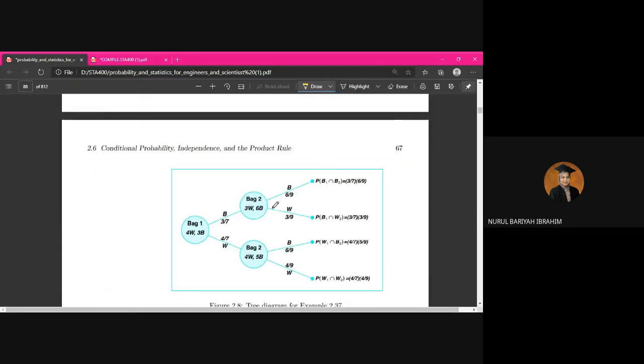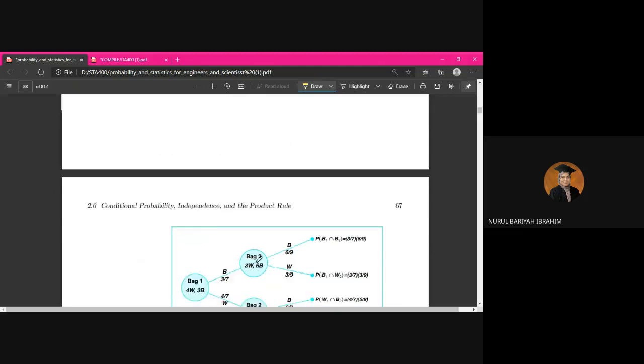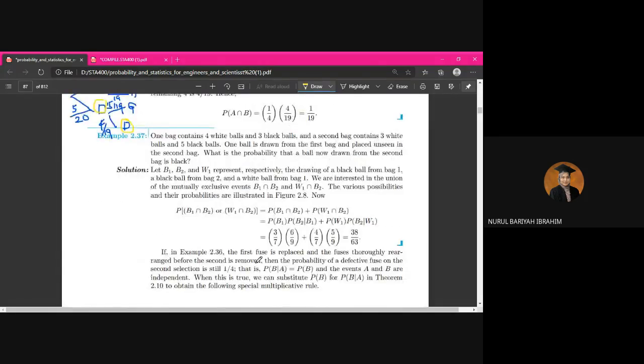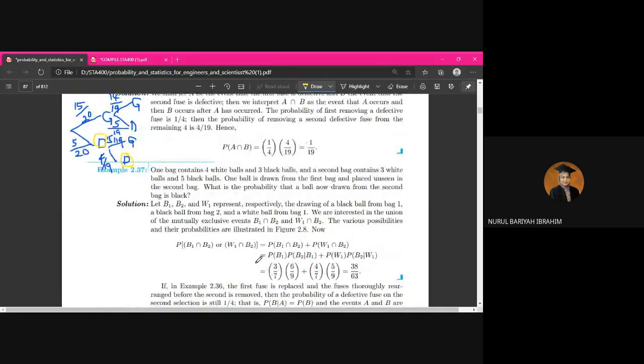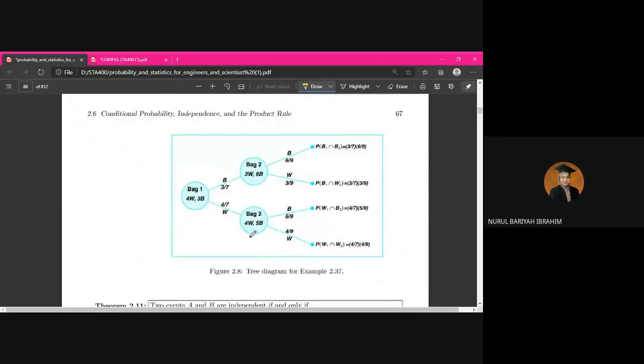Altogether akan ada 9. So here will be 6 over 9 will be selected. Here will be 3 over 9. Sama juga dengan this one. Bila dah ambil satu white from the first bag, the white will be added in the second bag. So the white balls will be increased in the second bag. So it will be 4 here and stay dengan 5 black.